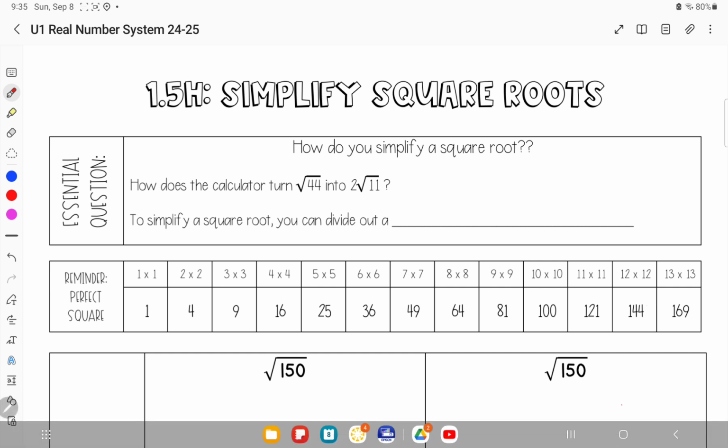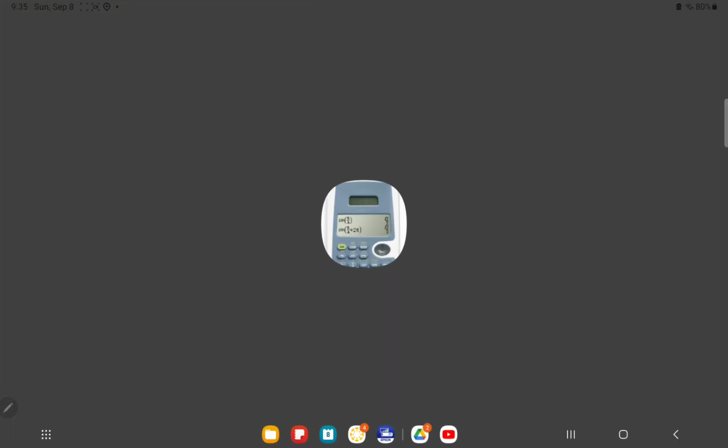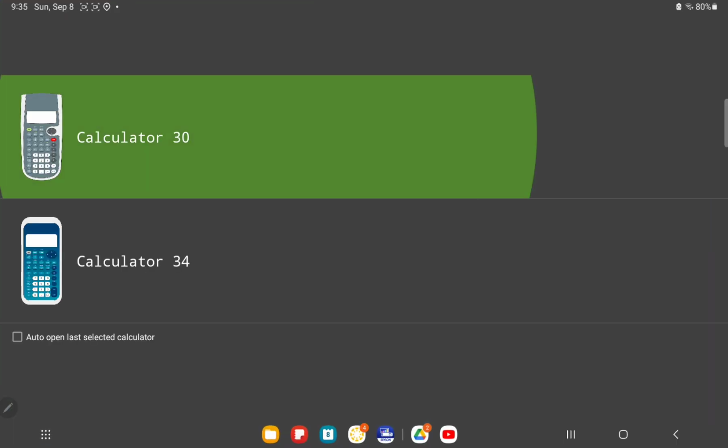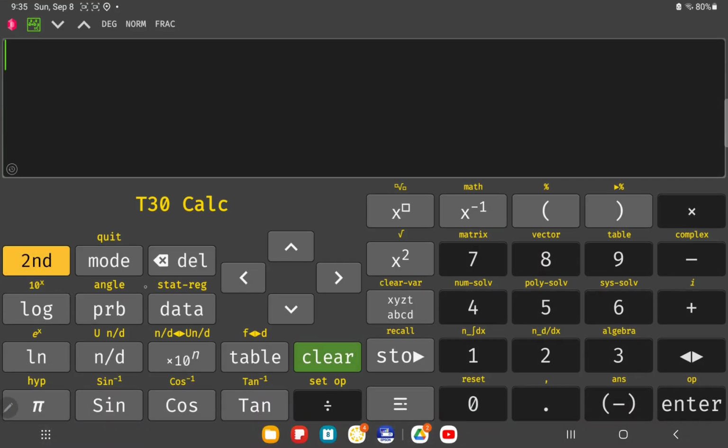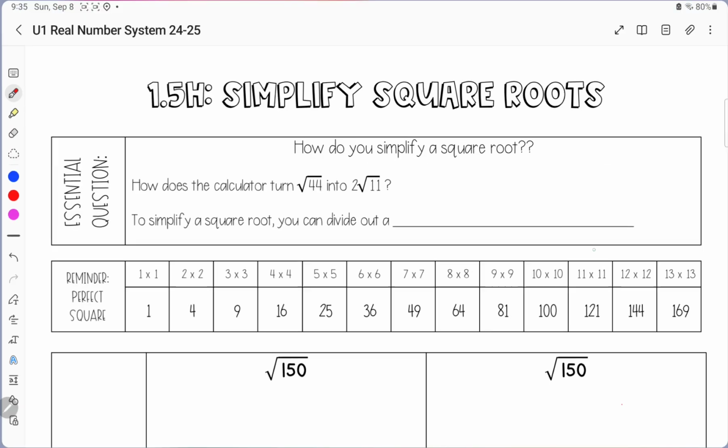So to show you, let's see here. If I remember, it was 44. So we would do second x squared 44, and yours will come out as 2 root 11. So it also comes out as that decimal. But your calculator, we're going to learn how to get 2 and then the radical sign with 11. So let's talk about how that is going to happen.